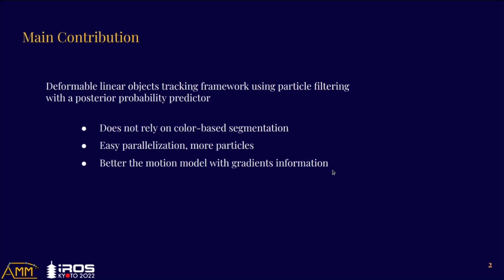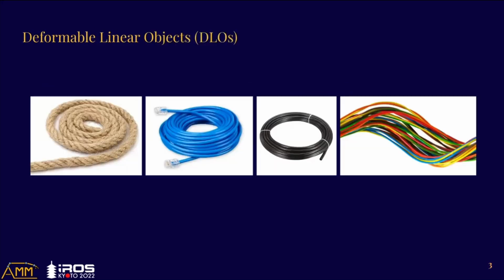With the posterior probability predictor, which is a neural network, it is easy to do parallelization, and then it's more efficient. We can have more particles in the particle filtering, which lead to better tracking results. The predictor is a neural network which is differentiable. It's easy to get gradients information, and we can use this information to improve the motion model, which is a very important part in the particle filtering.